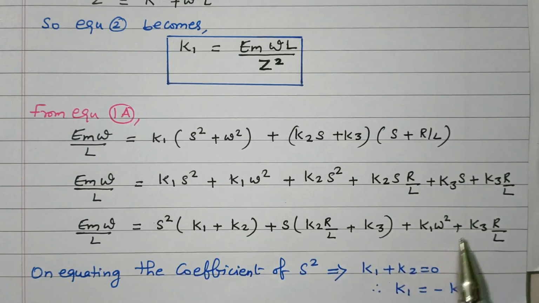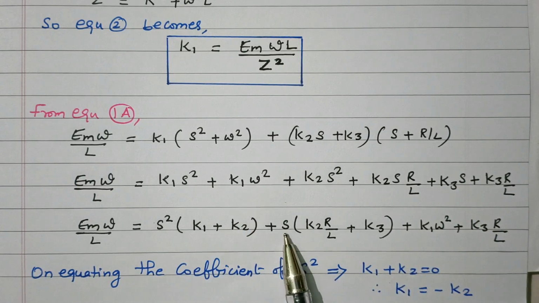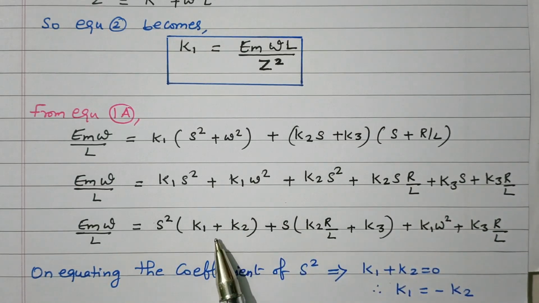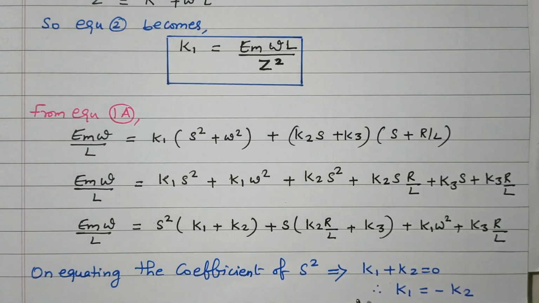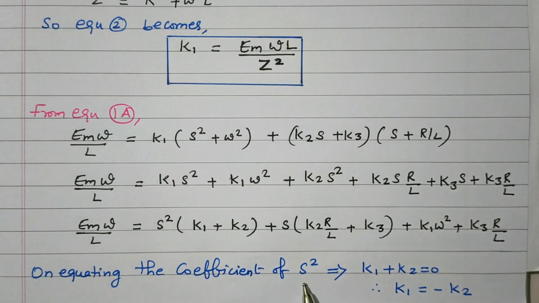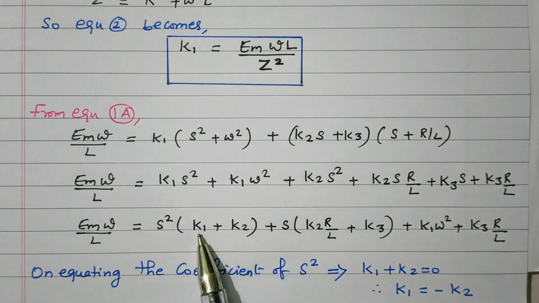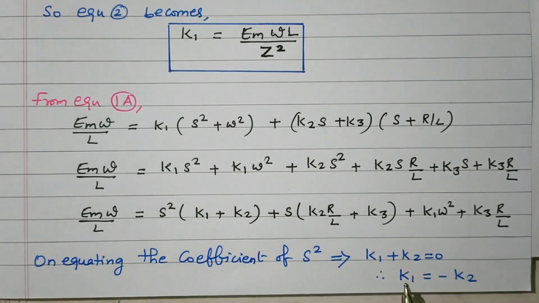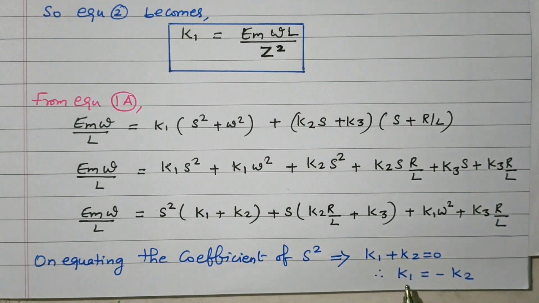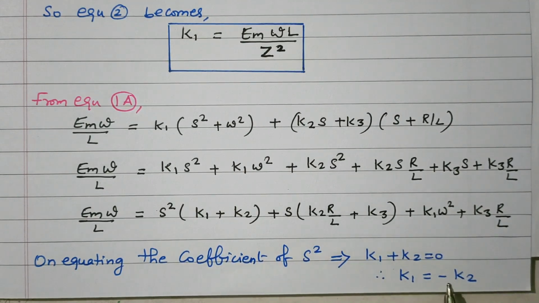So it is nothing but a quadratic equation like s square plus s plus coefficient. This is the coefficient of s square, this is the coefficient of s, this is the constant. Now we can equate the coefficient of s square on both the sides. Here the coefficient of s square is k1 plus k2. Here s square is not available, so that is equal to 0. So k1 plus k2 equal to 0. That means k1 equal to minus k2. Right? So the k1 value we already know, so k2 is nothing but minus of k1. Now we'll see the further simplification.